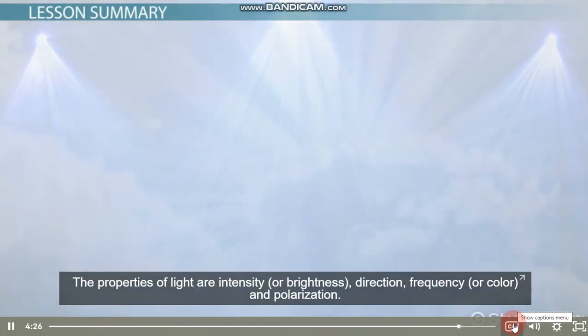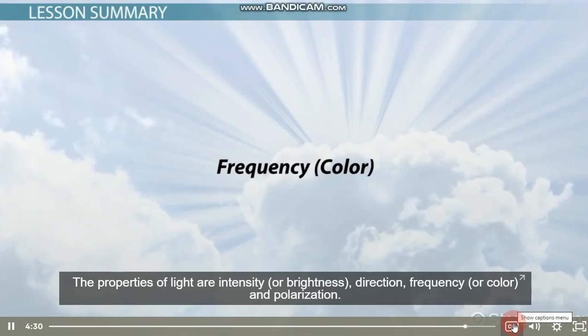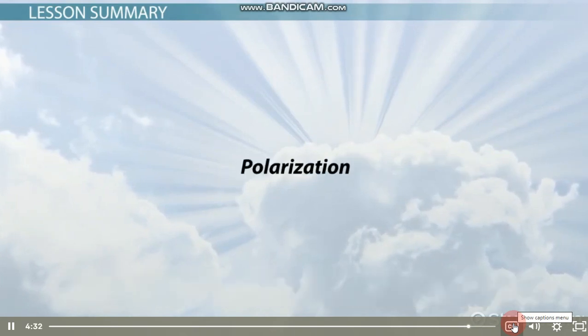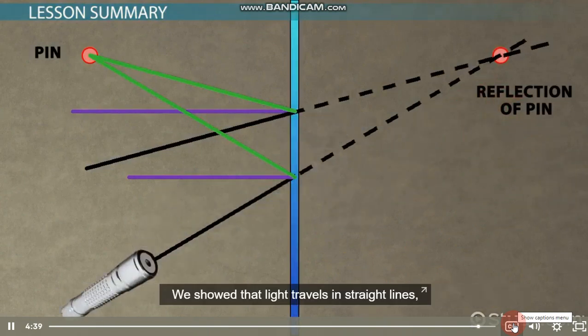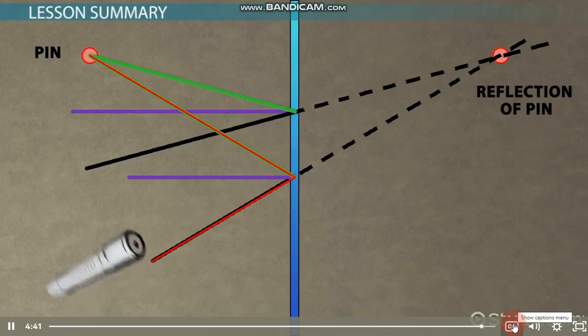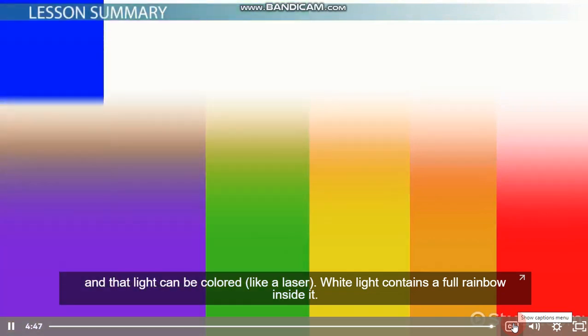A property is an attribute, quality, or description of something, usually such that it can be quantified or compared. The properties of light are intensity or brightness, direction, frequency or color, and polarization. We investigated the direction and the frequency or color of light in today's lab. We showed that light travels in straight lines, that it bounces symmetrically from the surface of mirrors, and that light can be colored like a laser. White light contains a full rainbow inside it.